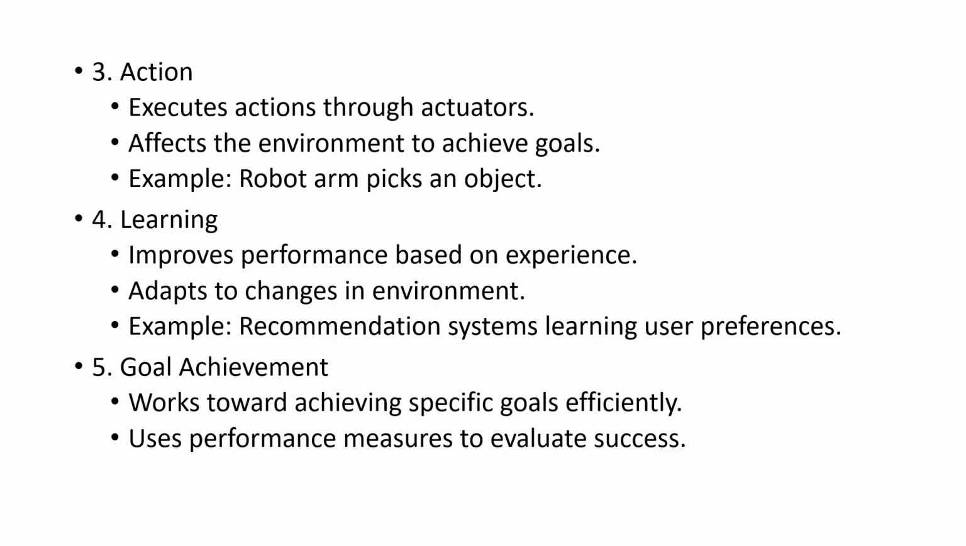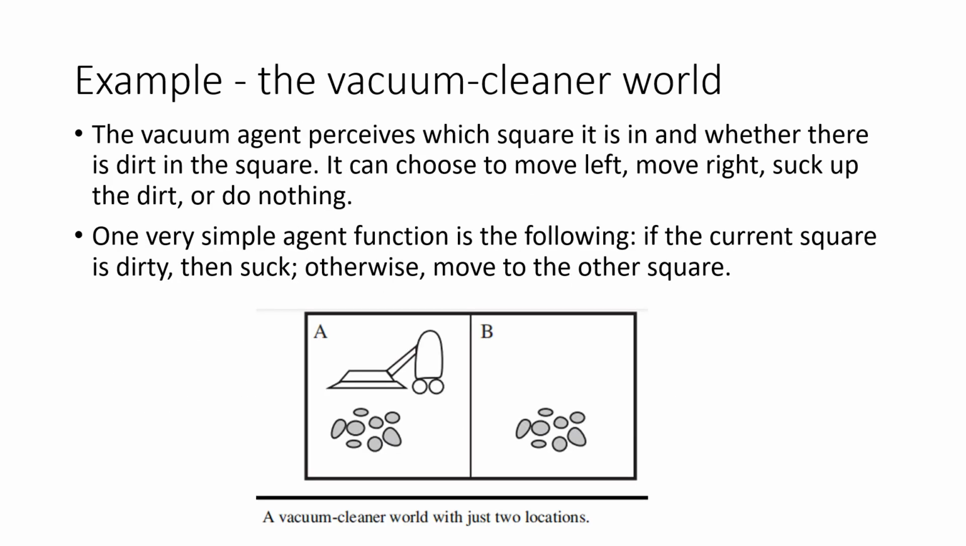Then learning. Another function is learning that improves the performance based on experience and also adapts to changes in the environment. For example, recommendation systems learning user preferences. Next function is goal achievement. So that means whatever action the agent is taking, that should reach the goal. So it works towards achieving a specific goal efficiently. So it uses a performance measure to evaluate the success. We will see what is performance measure in the next coming slides.